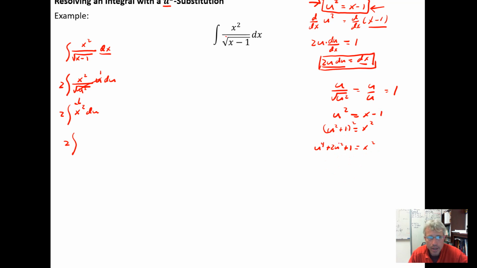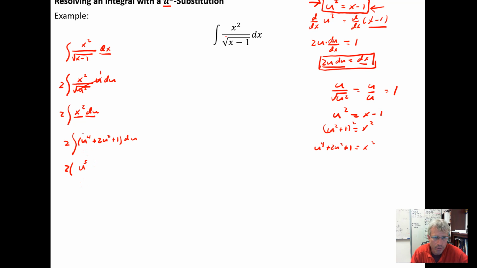So I'm going to go back to my integral and replace the x squared that I have here with u to the fourth plus 2u squared plus 1, and this is going to be du. Now I can integrate my u variables with respect to u, so I'm going to get 2 times, and then u to the fourth. When I integrate it, this is a power function, so I'm going to increase the exponent by 1. When you take the derivative, you decrease it by 1.